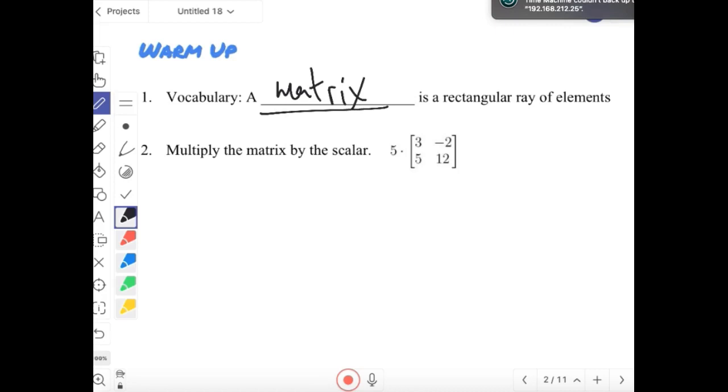And then that second part, multiply the matrix by the scalar. This was one of the first things that we did. Remember, if you have a scalar, that is simply a multiplier. That's kind of like a coefficient where we multiply each of our terms inside that matrix by 5. So our new matrix would be 15, negative 10, 25, and 60. Okay?